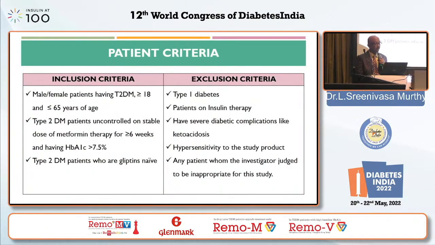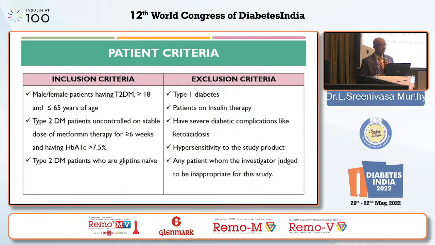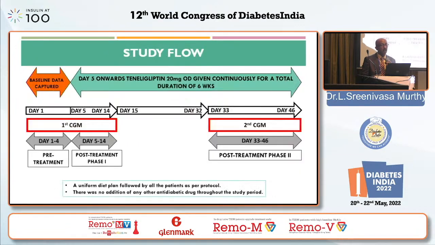Inclusion criteria: male and female patients with diabetes, above 18 years and less than 65 years, were taken. Diabetics, uncontrolled, on a stable dose of metformin therapy for at least 6 weeks and having A1C above 7.5. The upper limit was not fixed. And people who are gliptin naive. So they had to be on monotherapy with metformin, stable dose for 6 weeks. Exclusion criteria, routine: type 1, people who are on insulin, diabetic ketoacidosis, severe hypoglycemia, hypersensitivity to the drug. All these patients were ruled out.